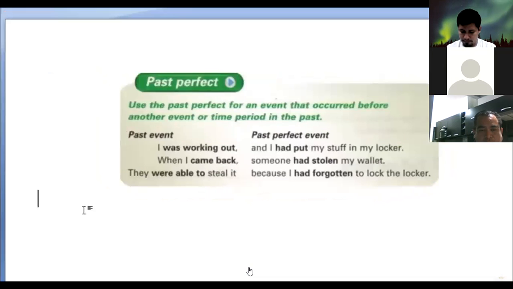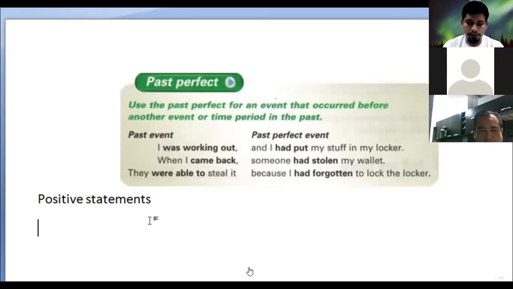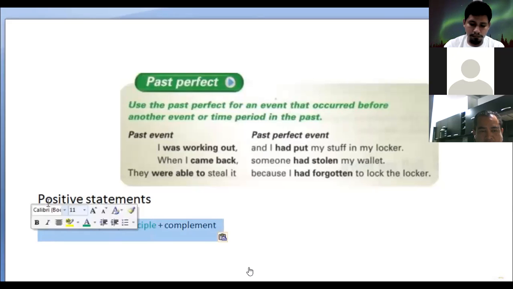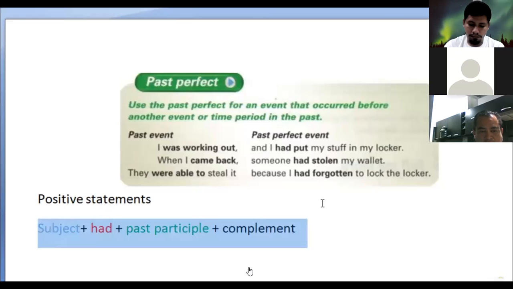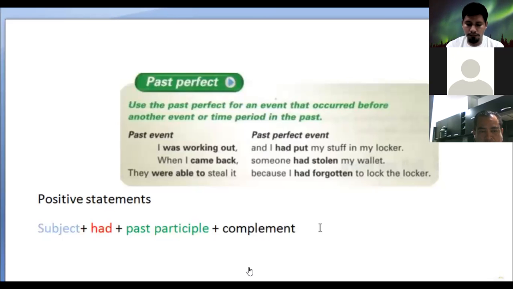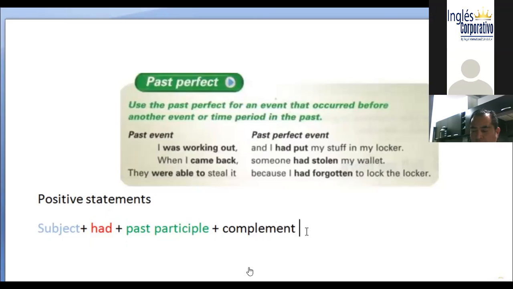So let's get started. I would like to start by making positive statements. The first thing that I would like to point out is just the structure, and then we'll see how that structure works. Let me just make this a little bit bigger so that you can see clearly. So in order to form the past perfect, we're going to have a subject, and then that is going to be followed by an auxiliary. That happens to be had, as you can see there, colored in red. And then after that, we're going to include the past participle of the verb. And then finally, we will have a complement to that sentence.